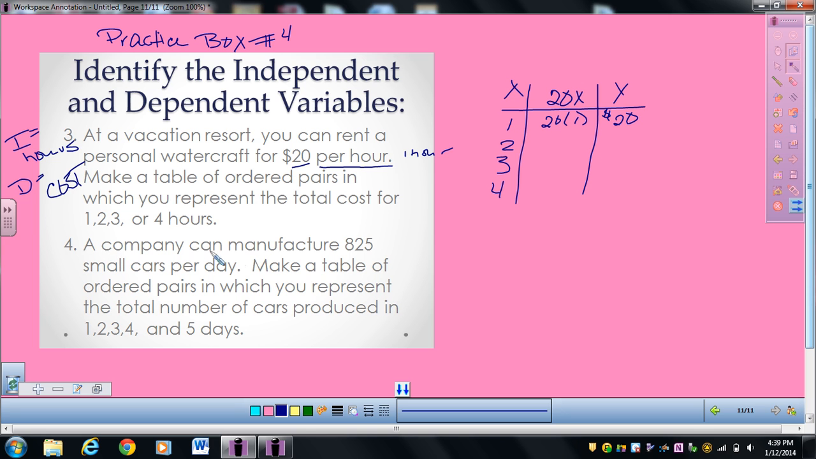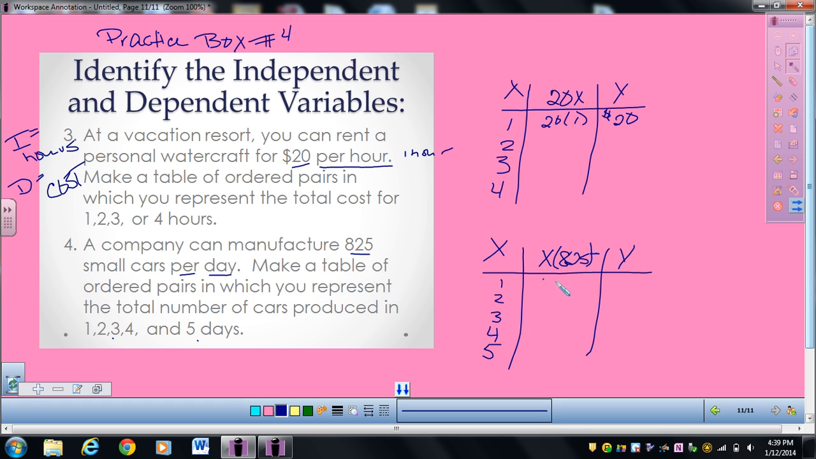Okay, a company can manufacture 825 small cars per day. Make a table of ordered pairs in which you represent the total number of cars produced in 1, 2, 3, 4, and 5 days. So if I were to draw my little table, and I put my X values and my Y values, I've got 1, 2, 3, 4, and 5 days at 825 per day. So 825 cars times X.